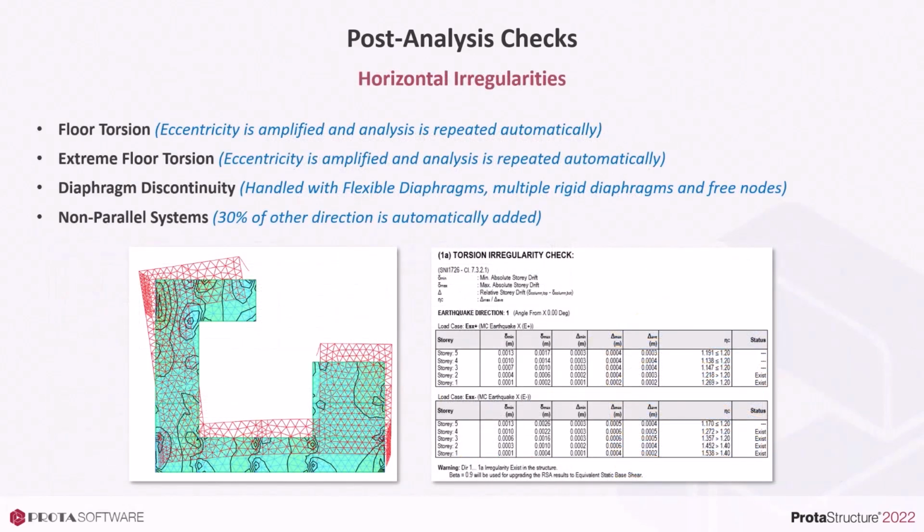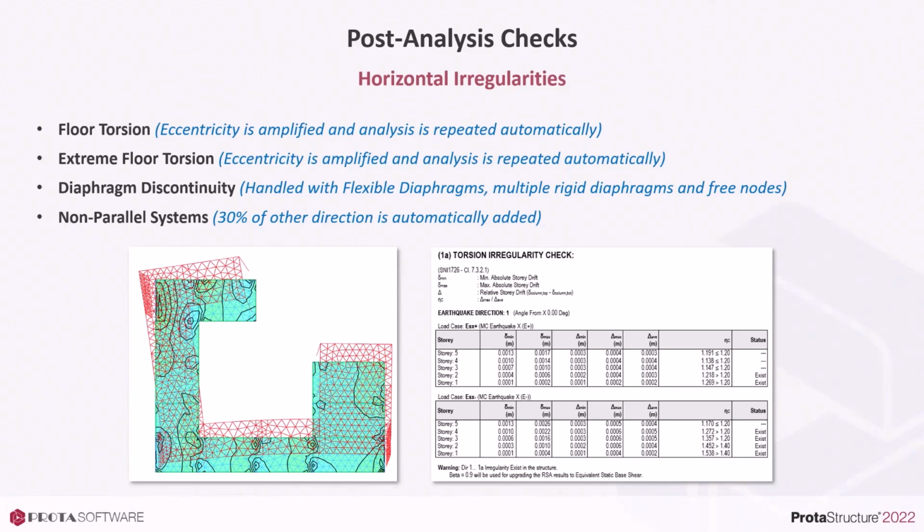ProtaStructure will check horizontal irregularities and apply the penalties automatically for equivalent static load methods. If floor torsion irregularity exists in the structure, ProtaStructure will increase the additional eccentricity and repeat the analysis with the new eccentricity value. In case of excessive floor torsion, the equivalent static method will not be applicable and ProtaStructure will warn the user.